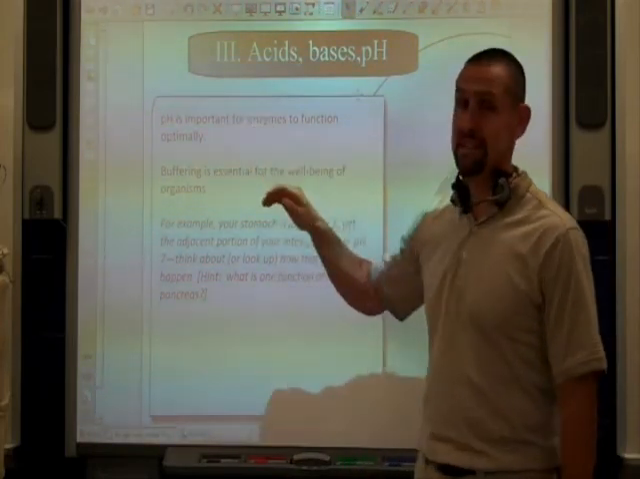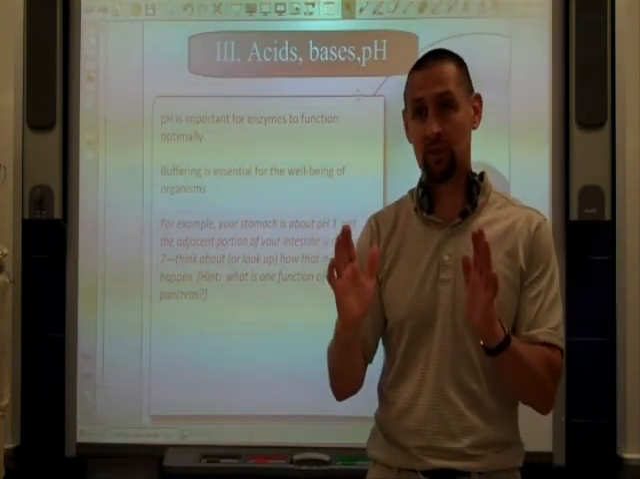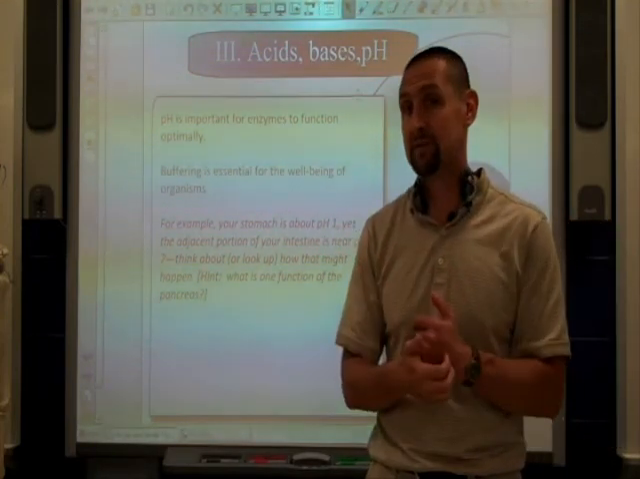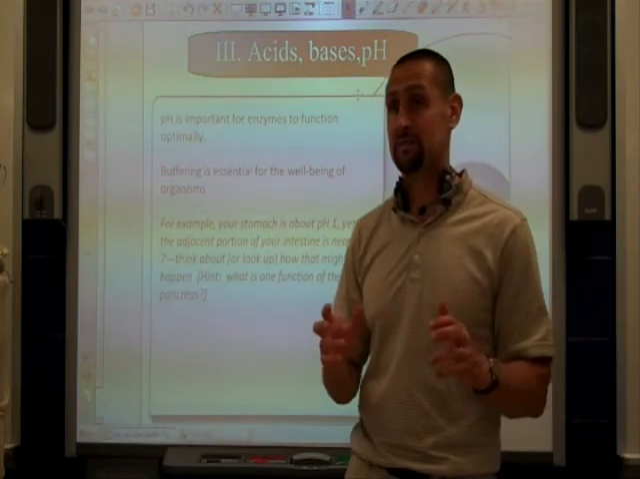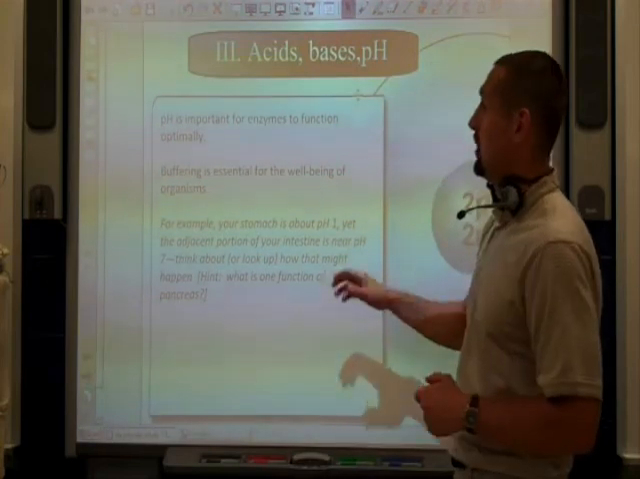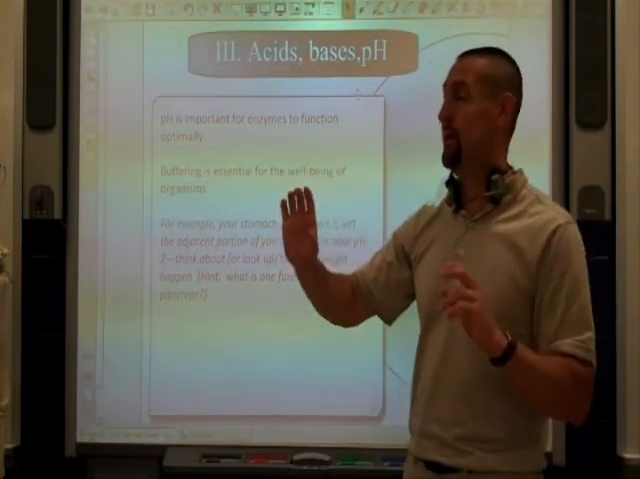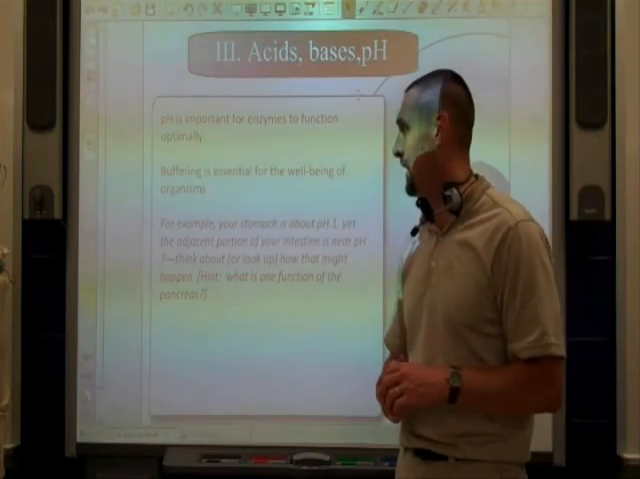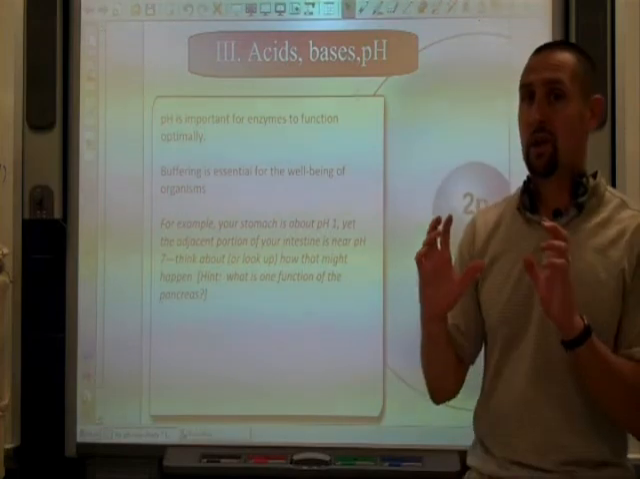pH is important for enzymes to operate normally. So long as the pH is in the normal range, the enzymes are fine. If the pH gets too strong, however, the enzymes start to break down. So we want to make sure that those enzymes work in that narrow range. So we have buffers in our body that are essential for keeping that pH range optimal.